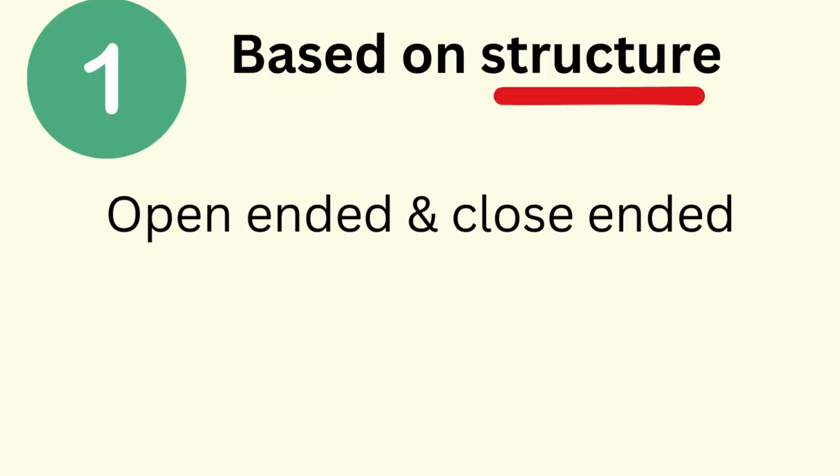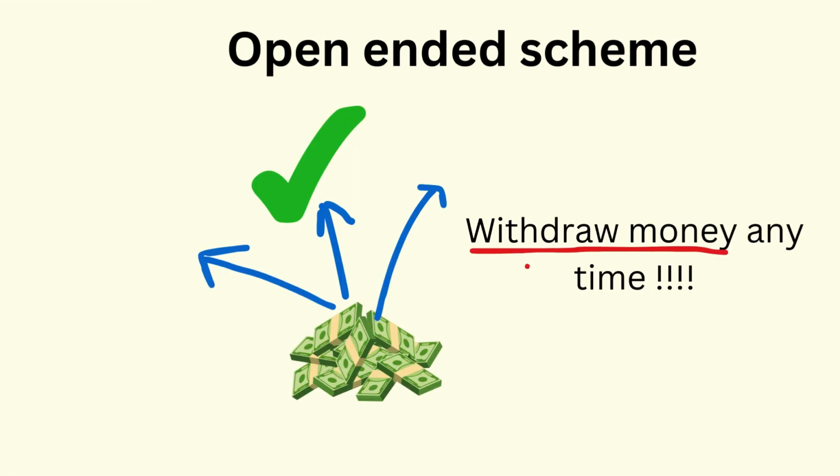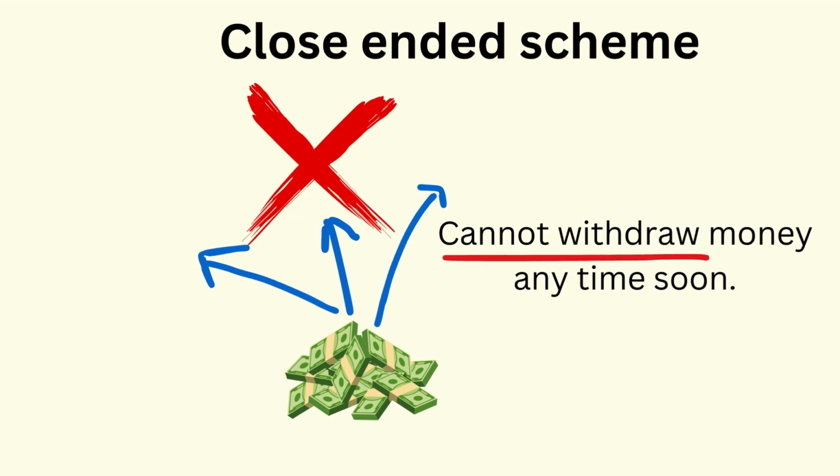Now mutual fund classifications. First classification is based on structure. It's either open-ended or closed-ended schemes. In open-ended you can withdraw your money any point of time. And in closed-ended schemes you cannot withdraw your money anytime soon.